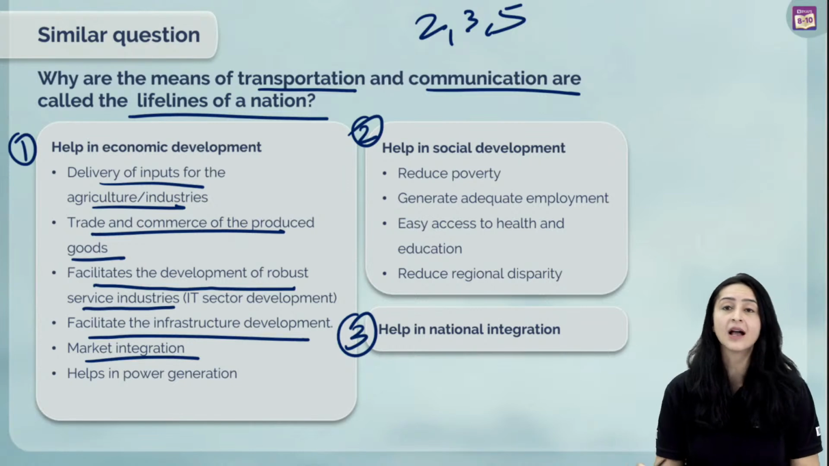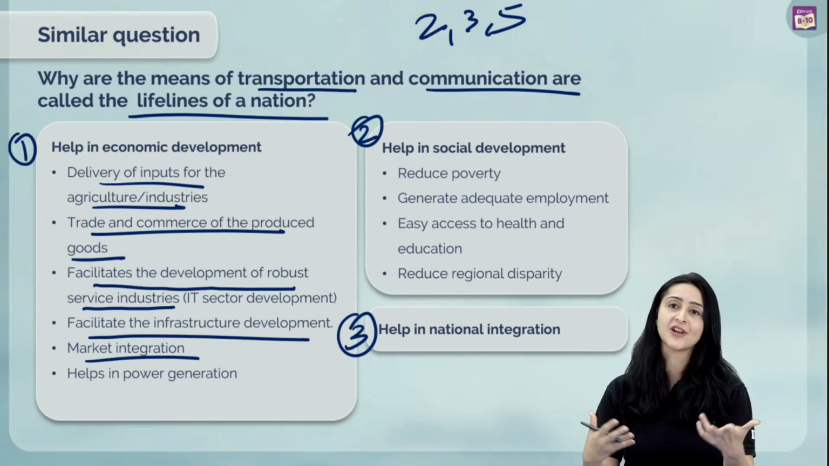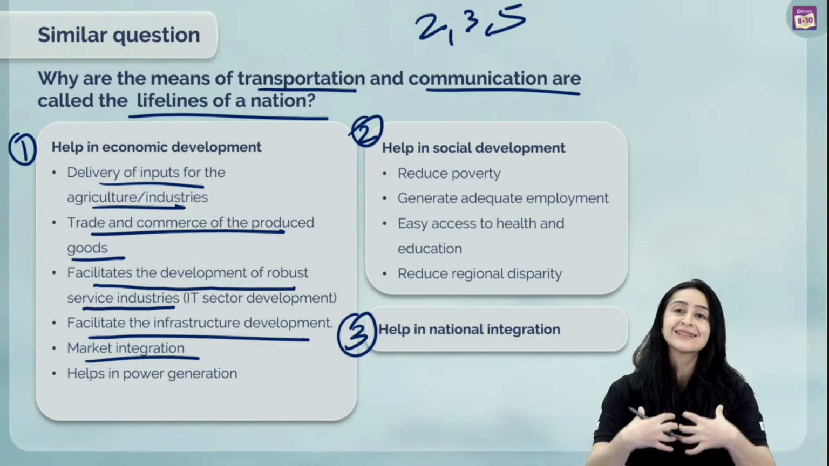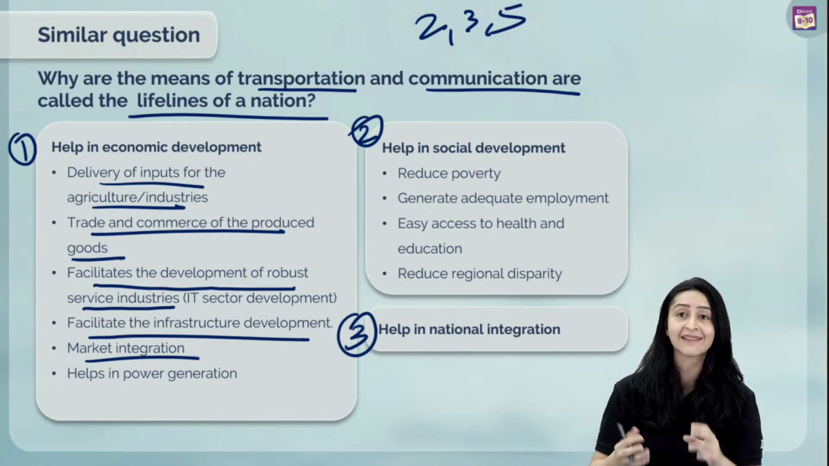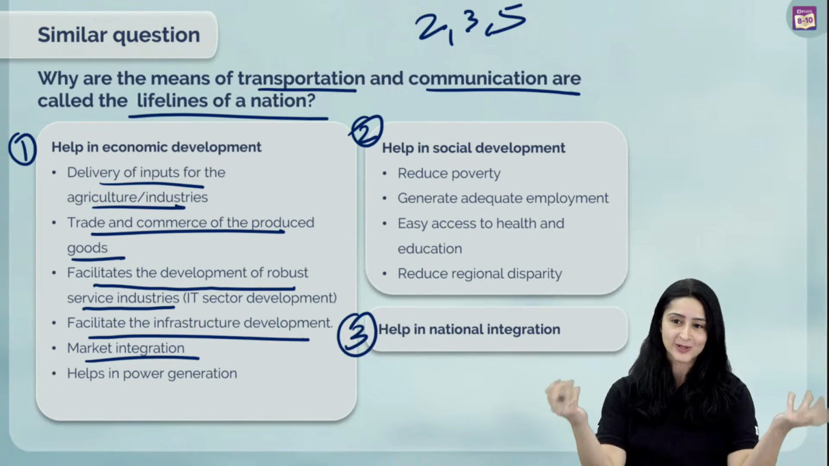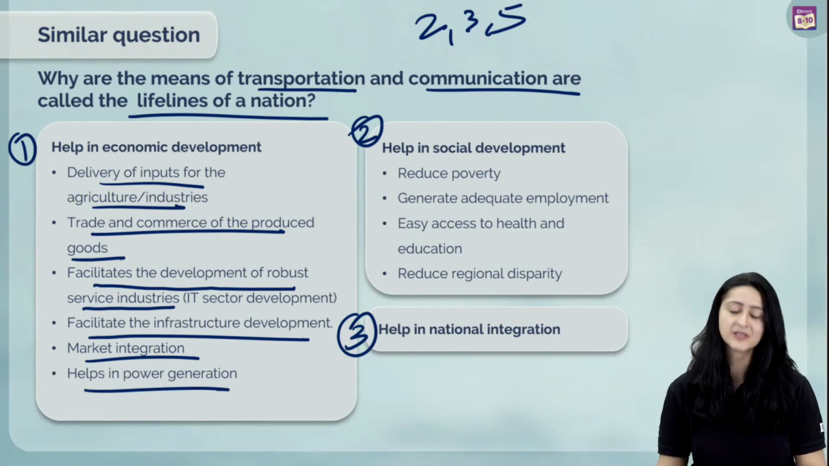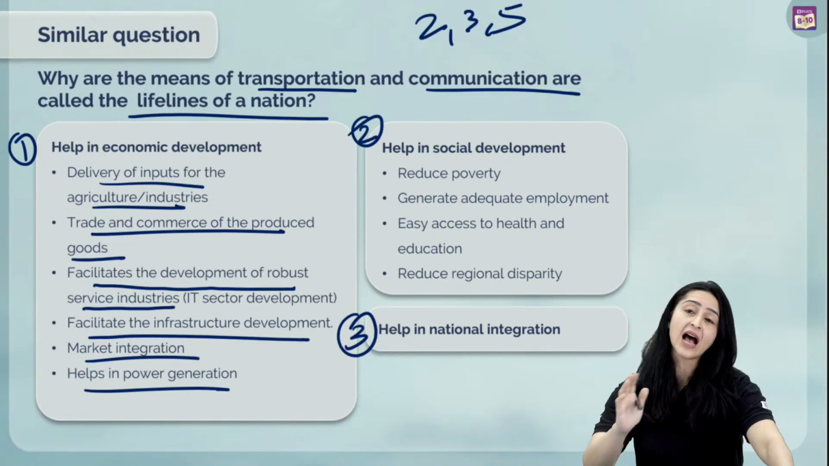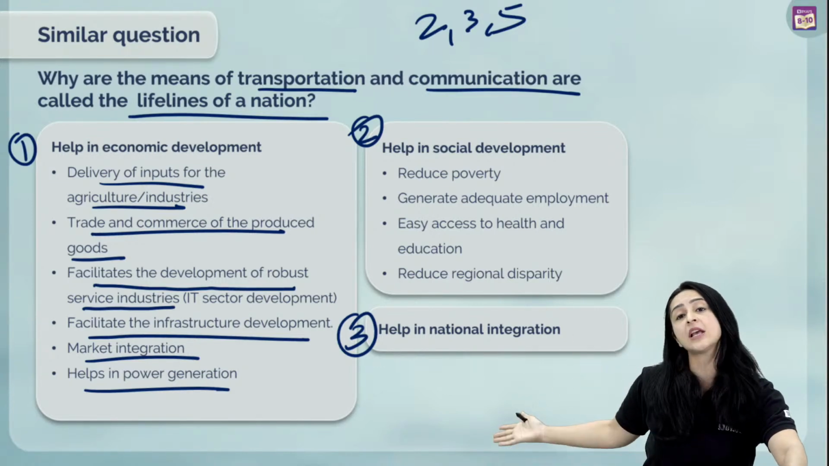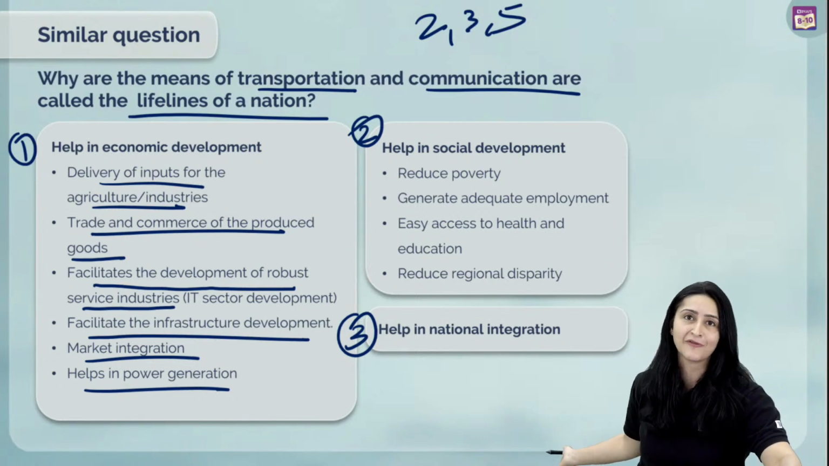And then it helps in market integration, because of transportation and communication, you have more access to markets. Everything becomes more closely connected. Markets are also interconnected, and more buying and selling can happen. So this is also a great thing, and it helps in terms of power generation. So you may even get a question to ask, how does transport and communication help in economic development? And these are the points that you have to say.